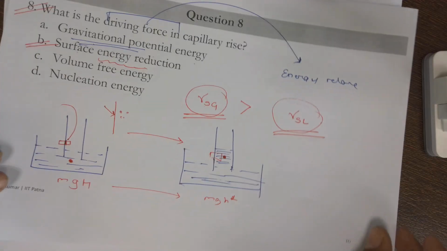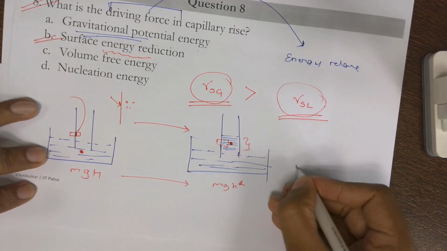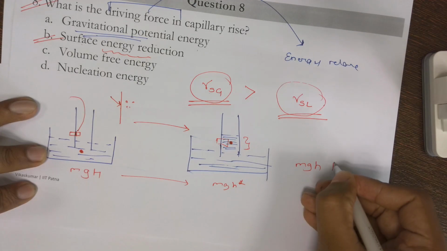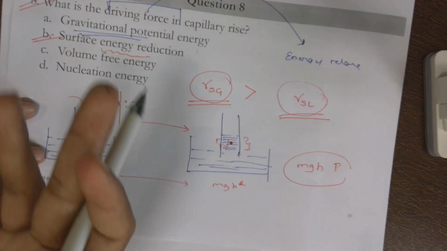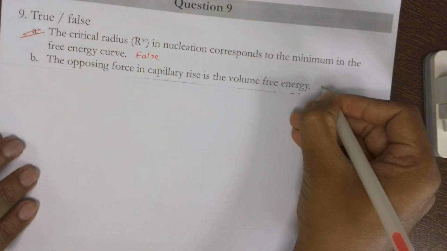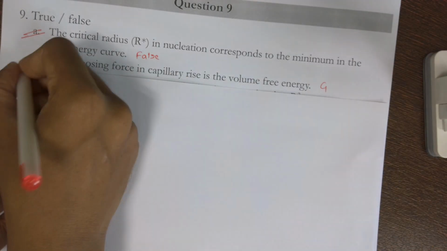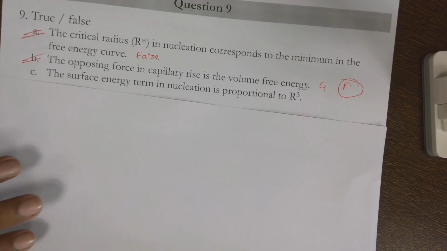What is the opposing force over here? What we saw is that the energy mgh is increasing. The gravitational potential energy is increasing. So the opposing force is what? This is the opposing force, okay. So we can say that it's false, and it's the gravitational energy. Okay, so it's false again. Let's go to the last part.